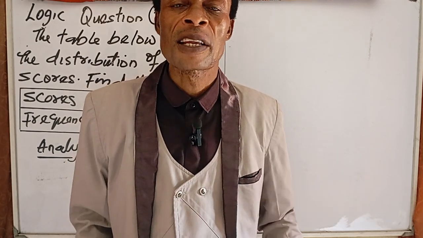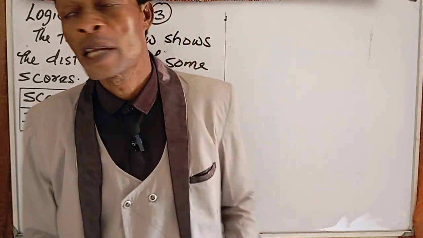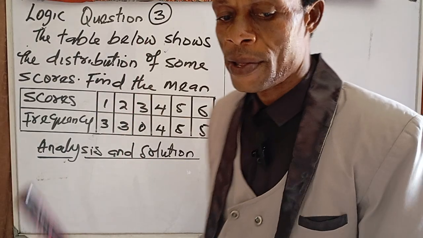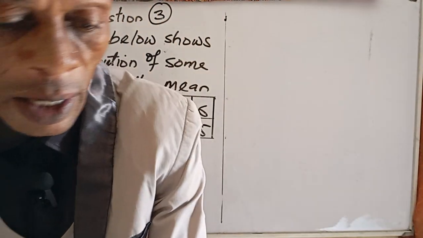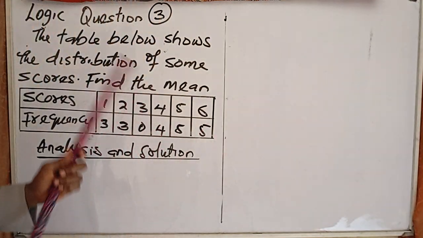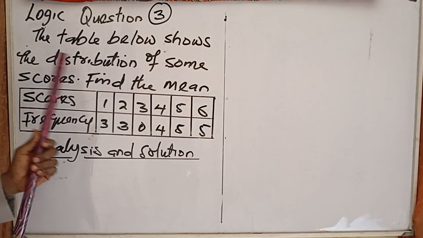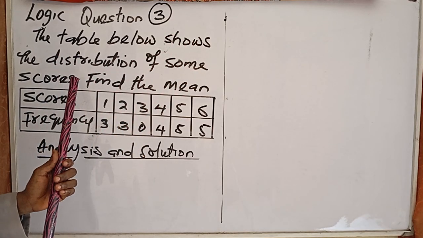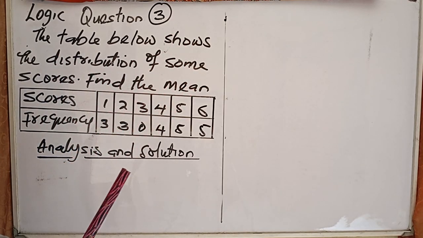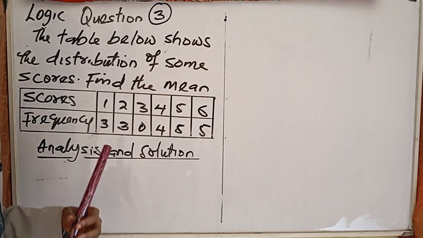So let's consider the next interesting logic question, and that's logic question 3. The question says the table below shows the distribution of some scores. First off, find the mean. Okay, so this is the question.